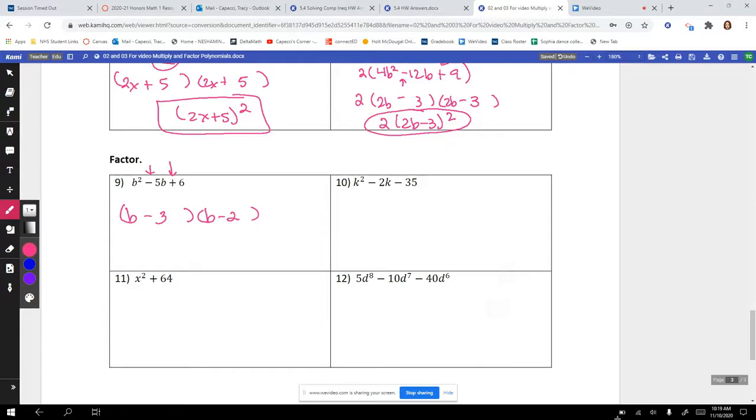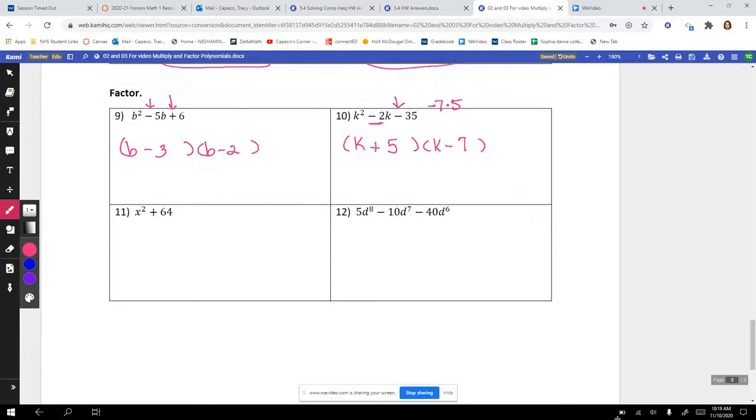All right, number 10, no greatest common factor. k squared is going to give me k and k. Again, I have opposite signs, so I have plus and minus. 7 times 5, when I subtract, is going to give me 2. I want it to be negative 2, so I need that higher factor to be the negative. So that's going to go here, and then I have k plus 5 there, and then I'm all set. Again, you can check these using FOIL.